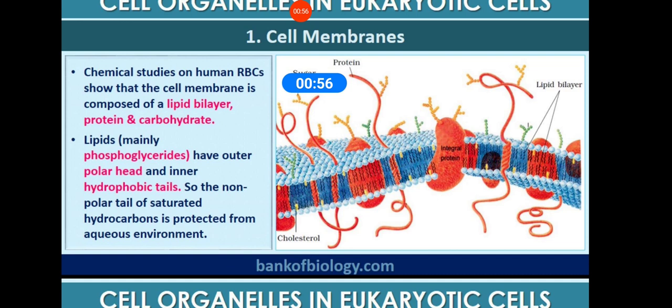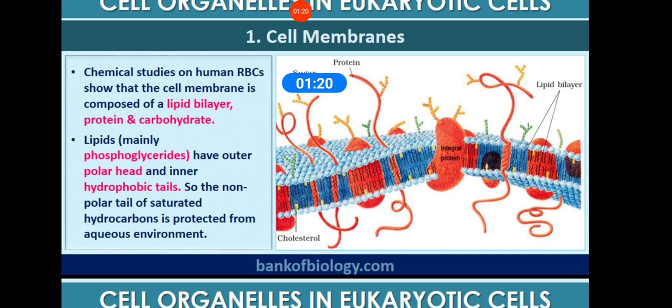As I have told you, it is semi-permeable. What does it mean? It allows only selective things to enter, and the plasma membrane separates the internal environment of the cell from the external environment. Fine. So now you can see the structure of the cell membrane.